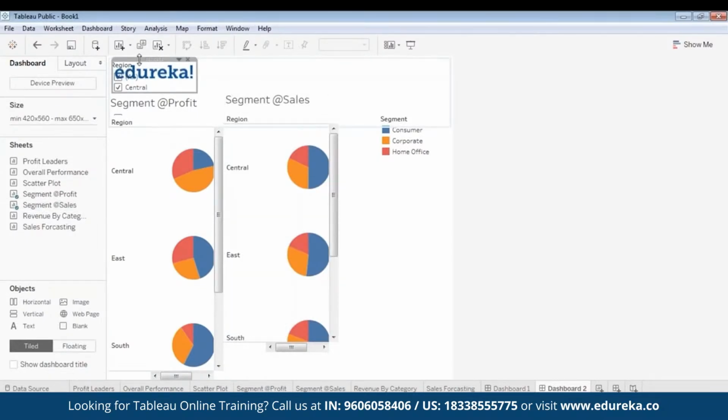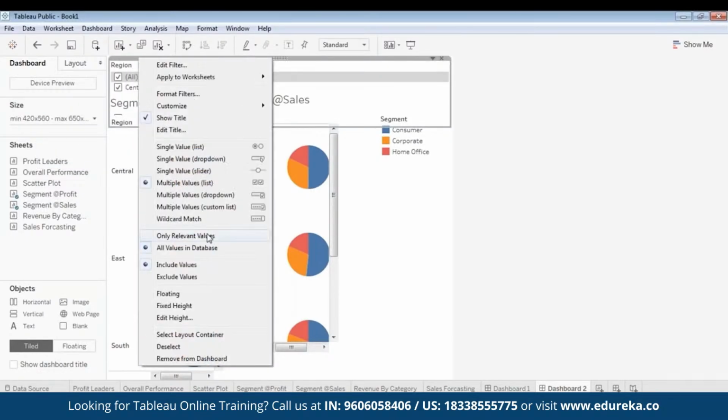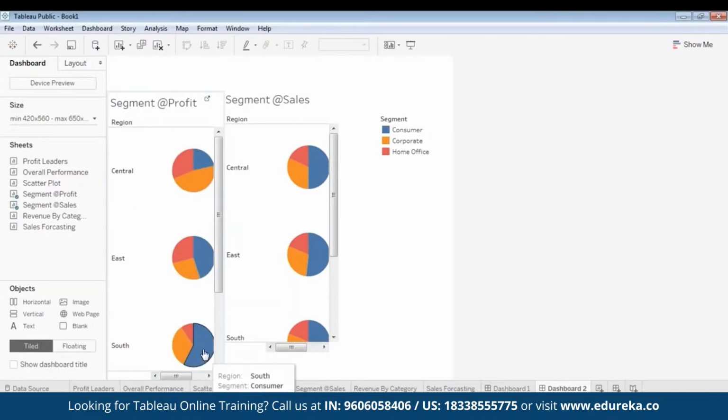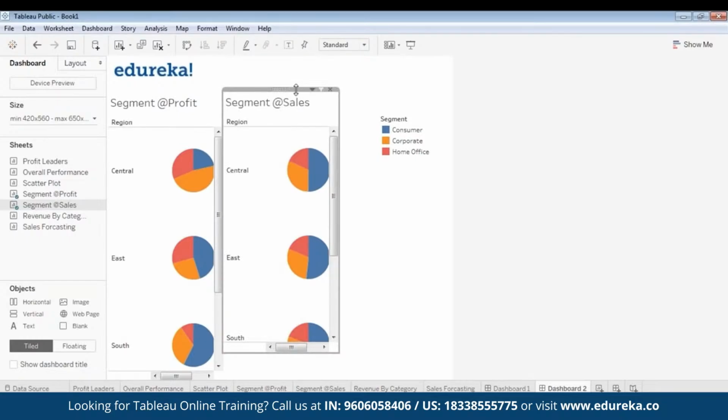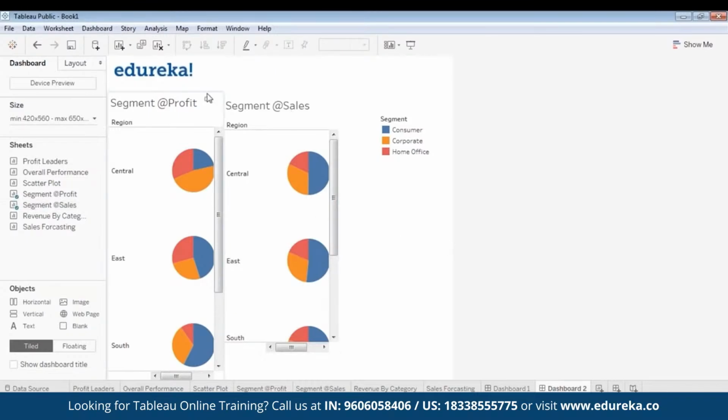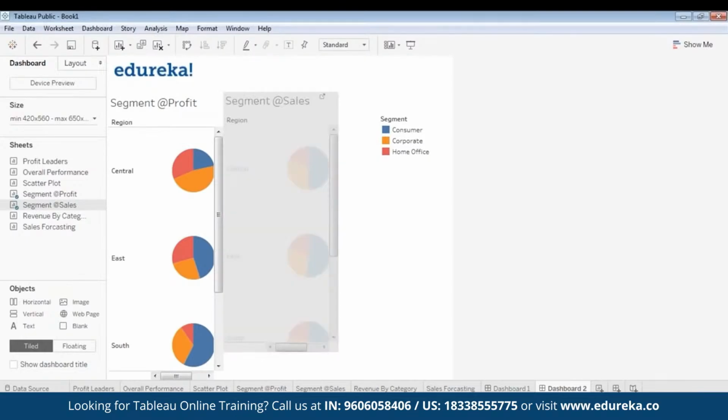Right now, so many filters are coming over here. Let me just remove them right now. As of now, I will add all the filters one by one. Let me remove it right now. Okay, so my Edureka should be there. Only the filter I have to remove. I will just click on this, remove. Once your sheets and everything are aligned, you can add all the filters anyway. Okay. So my segment by profit is there, segment by sales is there. Let me align both the sheets.